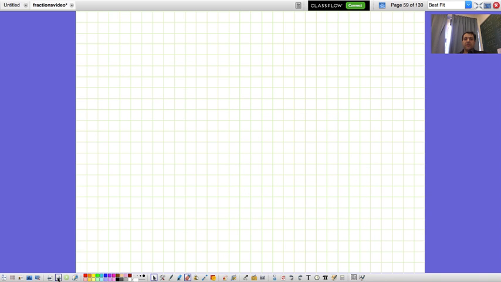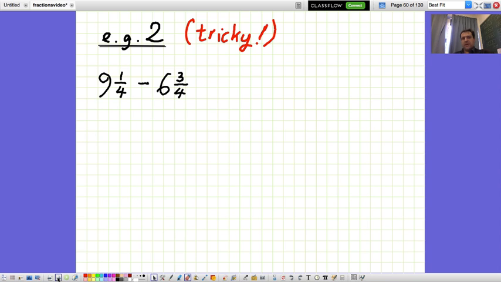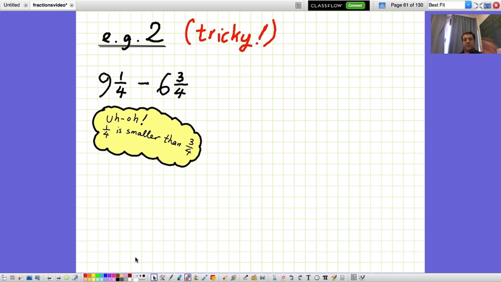Okay, example 2, and example 2 is a bit tricky. So I've got 9 1/4 minus 6 3/4. The reason that is tricky is because the first fraction bit is a quarter and the second fraction bit is a bigger fraction, 3/4. So I'm trying to do a small thing, take away a bigger thing. That's my problem. A quarter is smaller than 3/4, and how can I take away a bigger thing from a smaller thing?